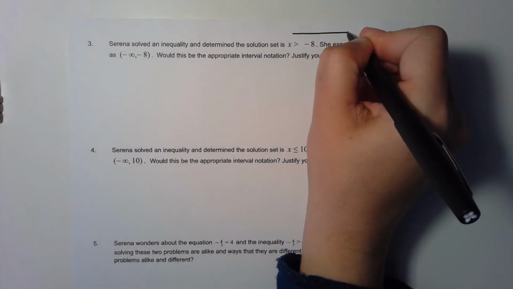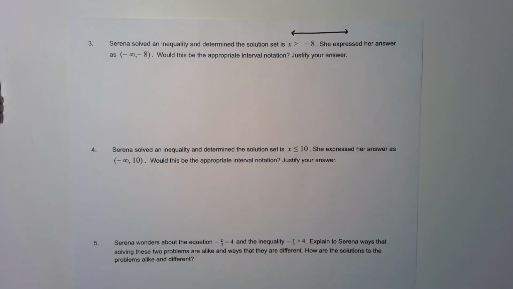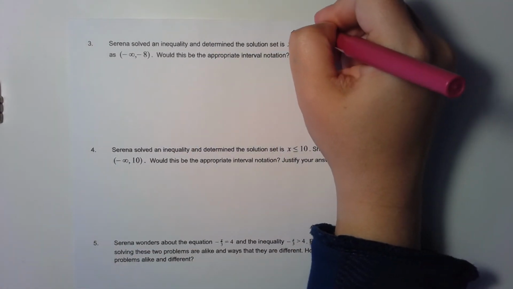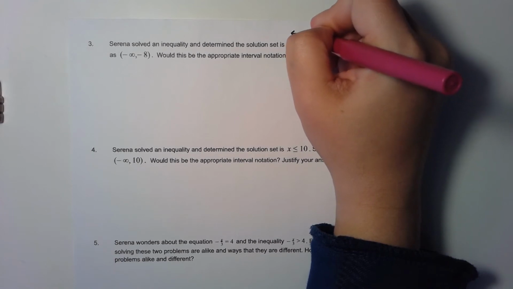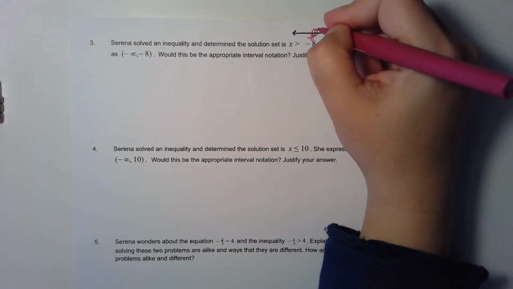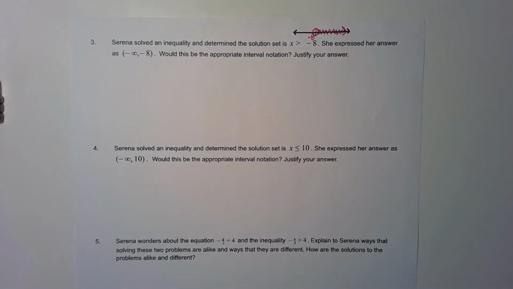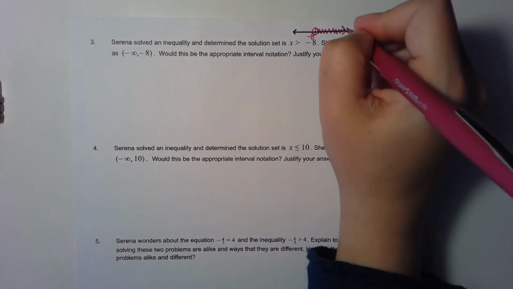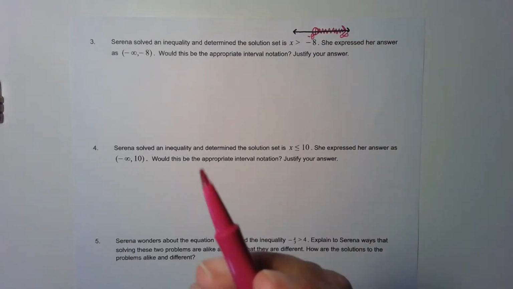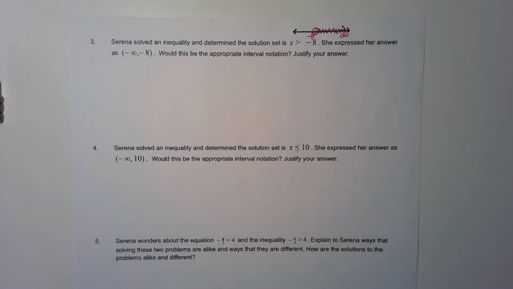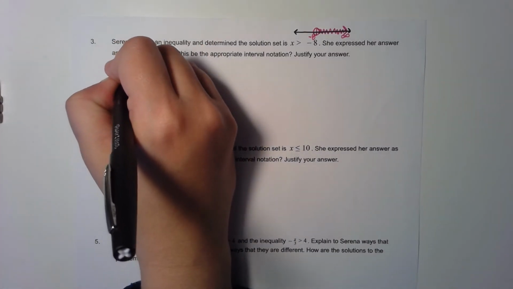So real quick, right up here, I'm going to sketch x is greater than -8 on my number line. X is greater than -8 means I'm going to put an open circle on the -8 and I'm going to shade to the right. Now that tells me that my interval should go from -8 to infinity, not towards -infinity. So that makes me think that Serena is incorrect. So I would say Serena is incorrect.